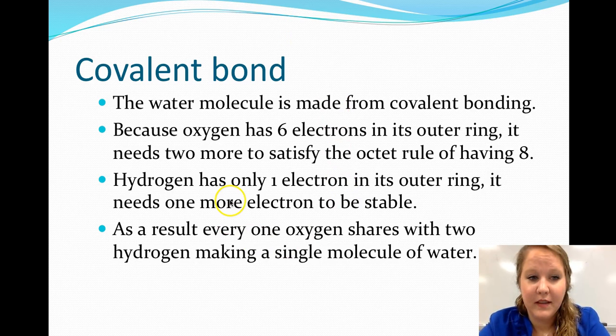So water has a covalent bond because your oxygen has 6 electrons in its outer ring, but it wants 8, so it can be balanced and stable. So what it does is it borrows an electron from hydrogen, which only has 1 electron in its outer ring, and it wants 2 to feel balanced and stable. But then we only have 7 for oxygen, so we need another hydrogen. So that's where the second hydrogen comes in. It donates or shares its electron to complete that octet rule of having 8 electrons in your outer shell. So as a result, every 1 oxygen shares with 2 hydrogen, making a single molecule of water.